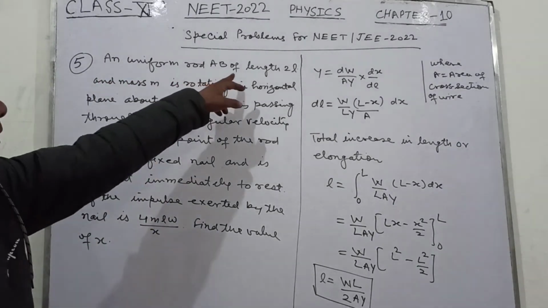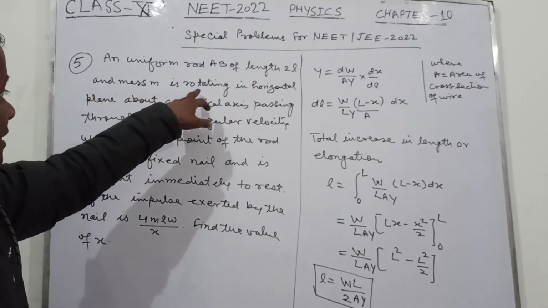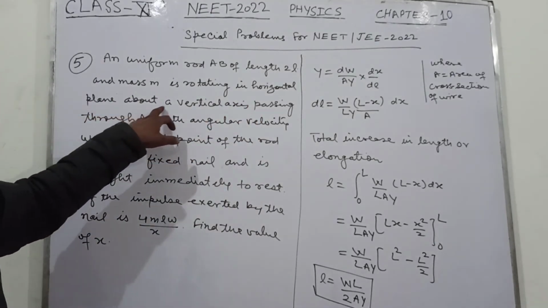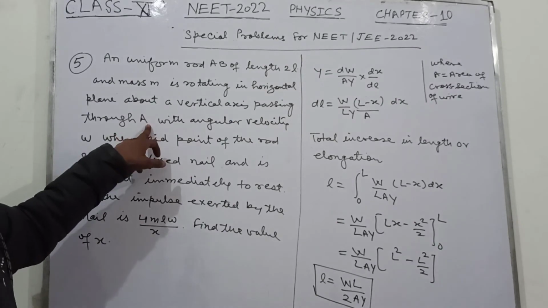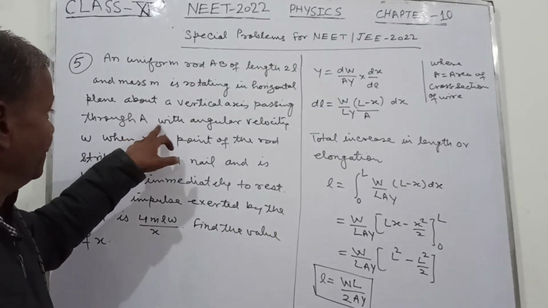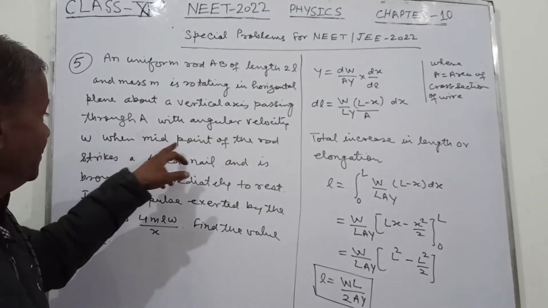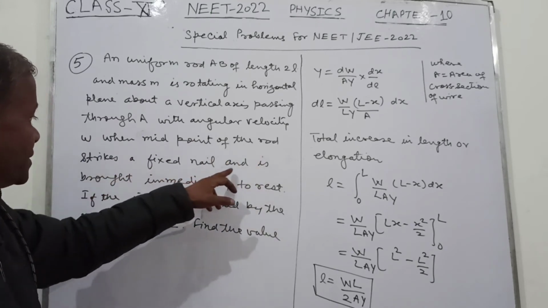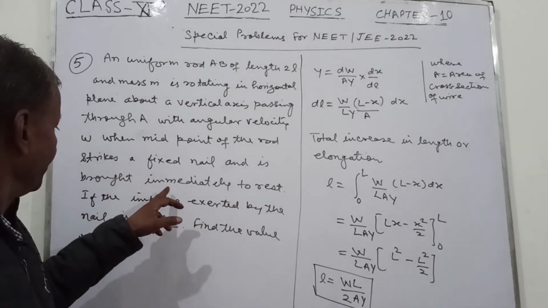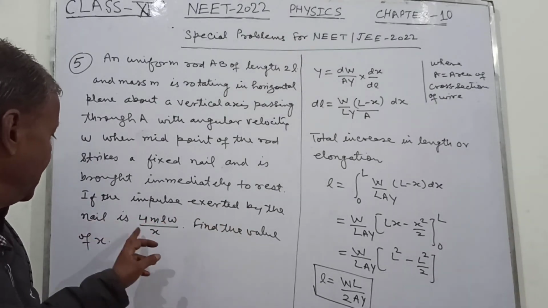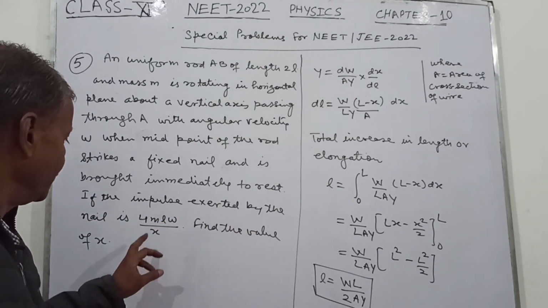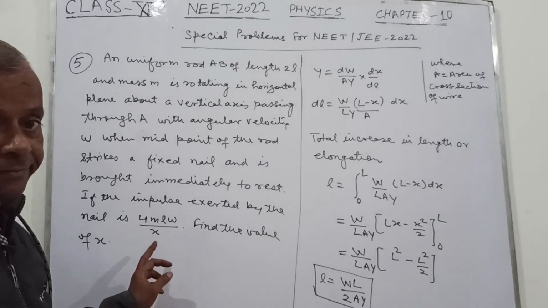A uniform rod AB of length 12 and mass m is rotating in the horizontal plane about a vertical axis passing through A. This means at one end, with the angular velocity omega, when the midpoint of the rod strikes a fixed nail and is brought immediately to rest, if the impulse exerted by the nail is so much, find the value of x. This is the x we have to find.